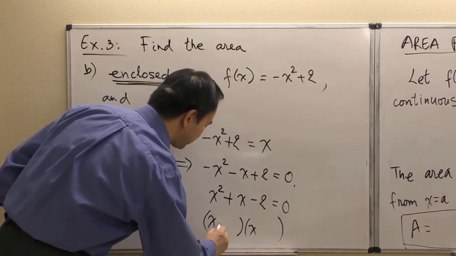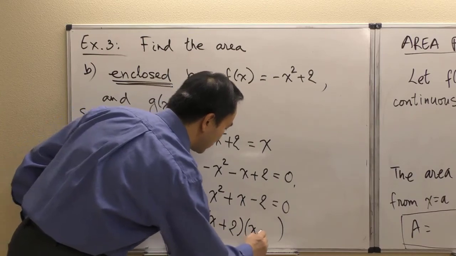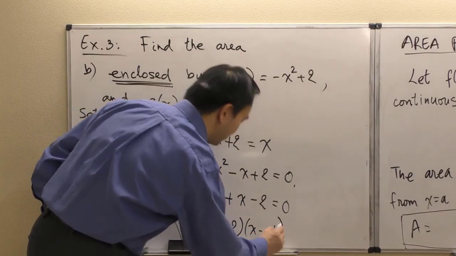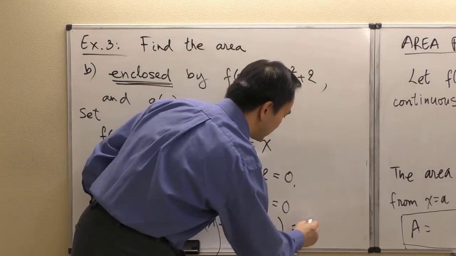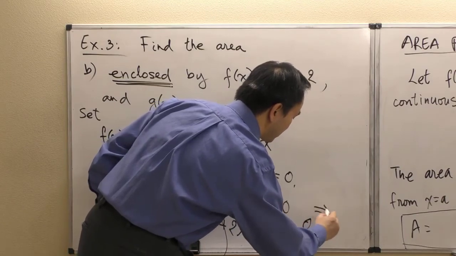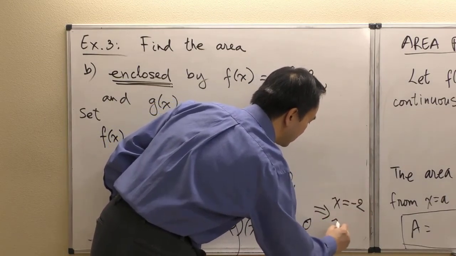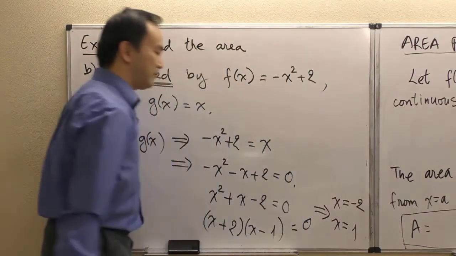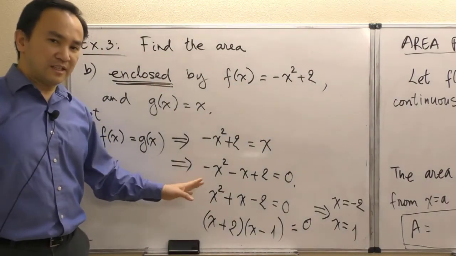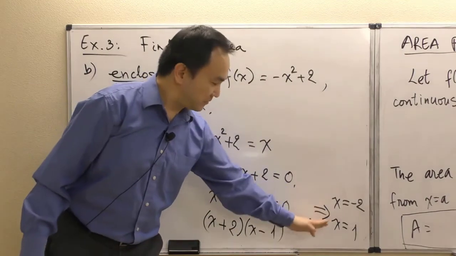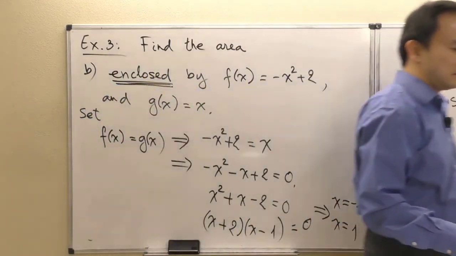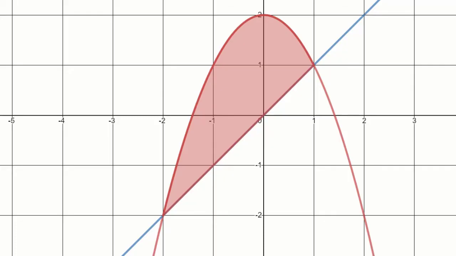So this is (x + 2)(x - 1) = 0. So we consequently end up with two values. One of them is x = -2, and the other one is x = 1 after we solve that equation. And so this result here agrees exactly with whatever it shows on our graphing screen right here.